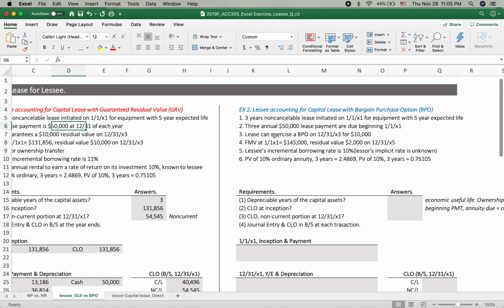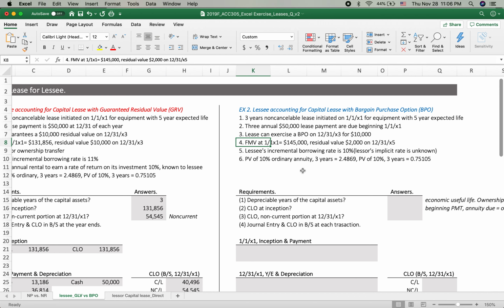The lessee can exercise the bargain purchase option with $10,000. That $10,000 is also a part of future cash flows, the future value of this minimum lease payment. So when you calculate the present value of the minimum lease payment, you should discount this value as well.